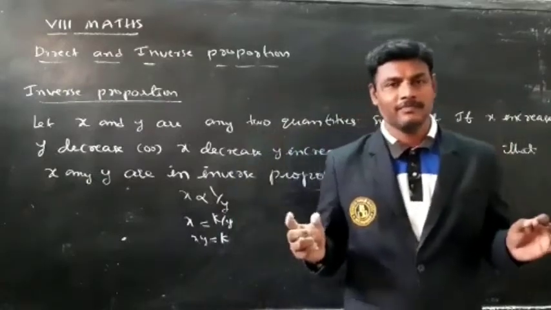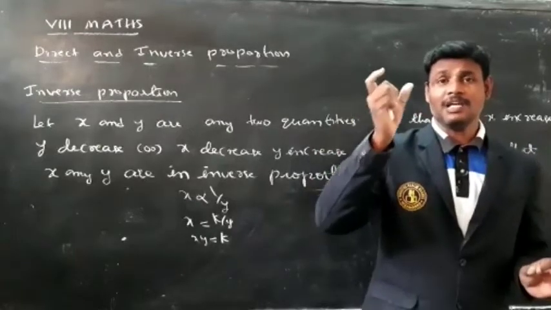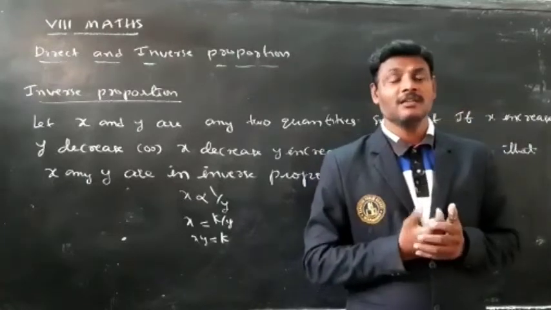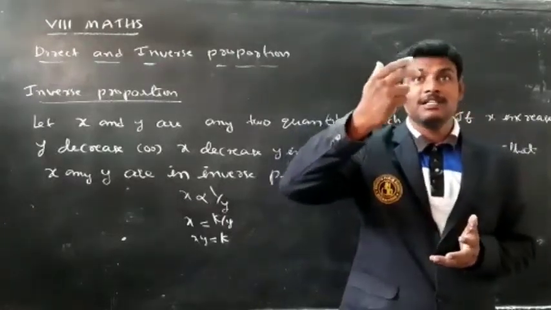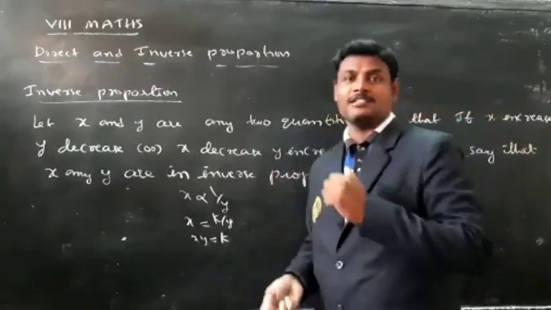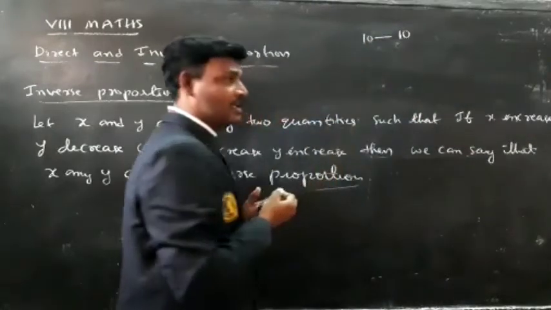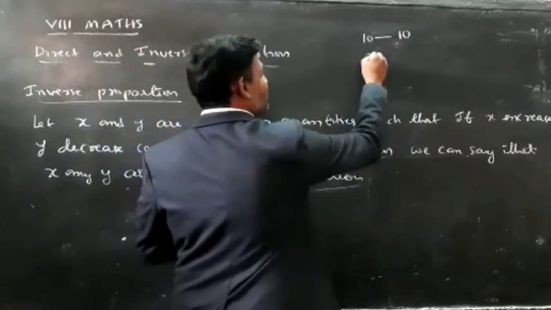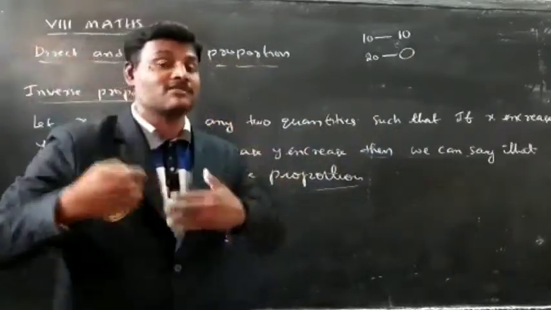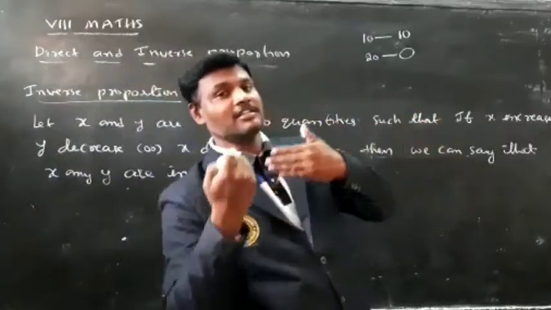10 members can complete a work in 10 days. Then 20 members: if the number of workers increases, then the time duration of the work decreases. Here, what is the condition? 10 members can complete a work in 10 days. Then 20 members can complete the work in less than 10 days. If workers increase, the time duration of work decreases.